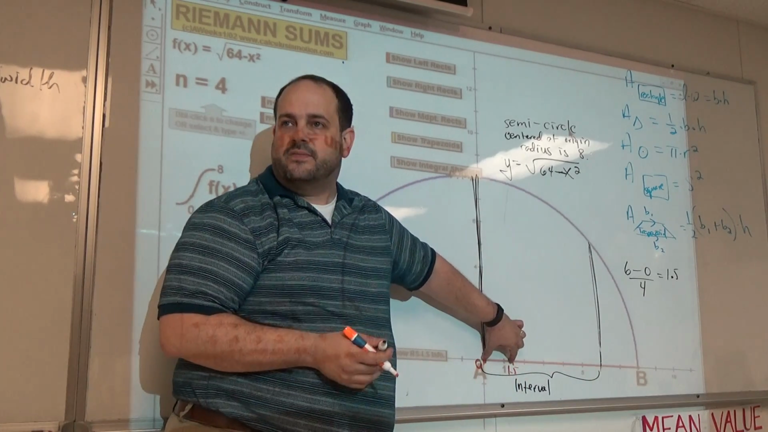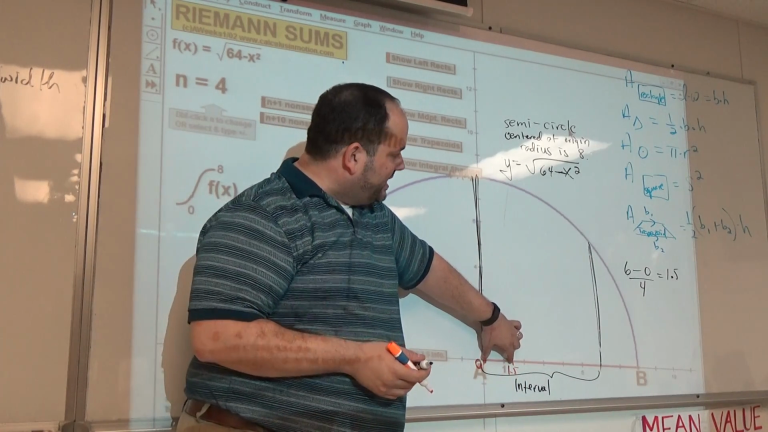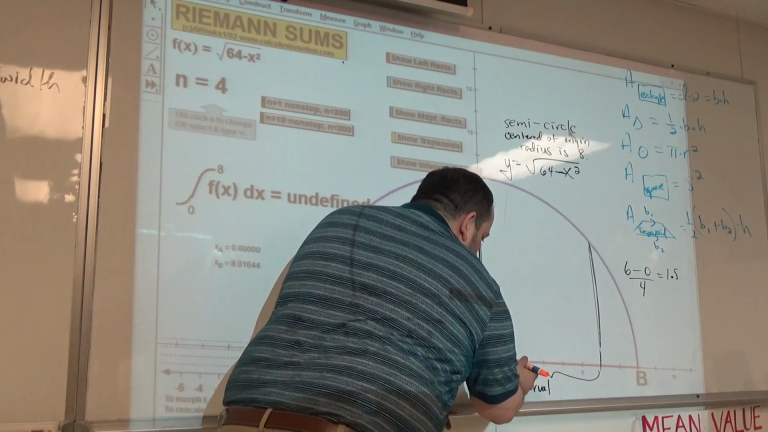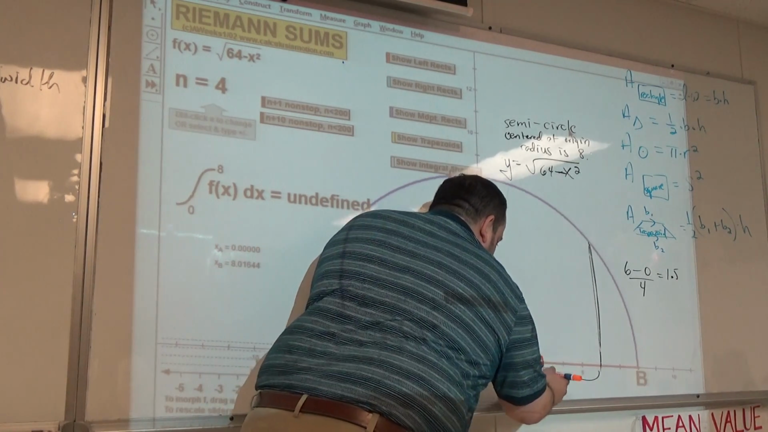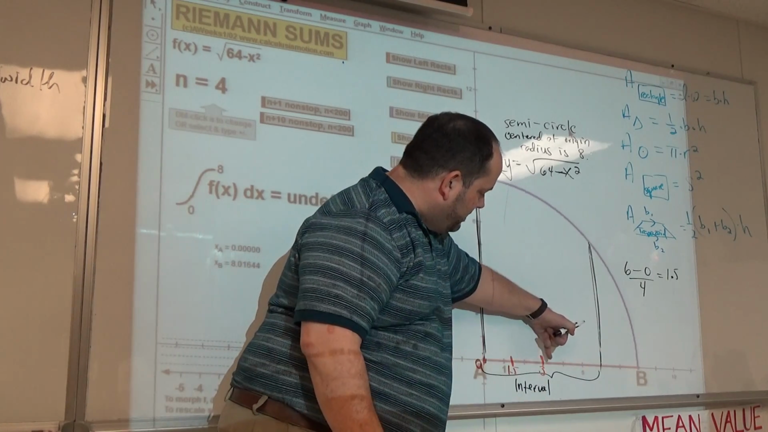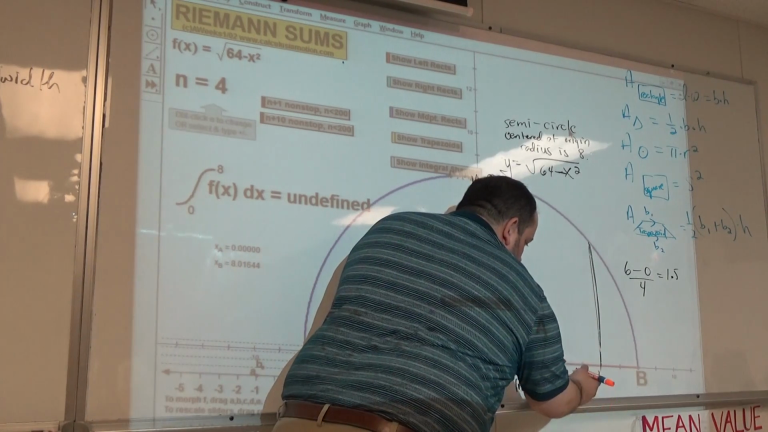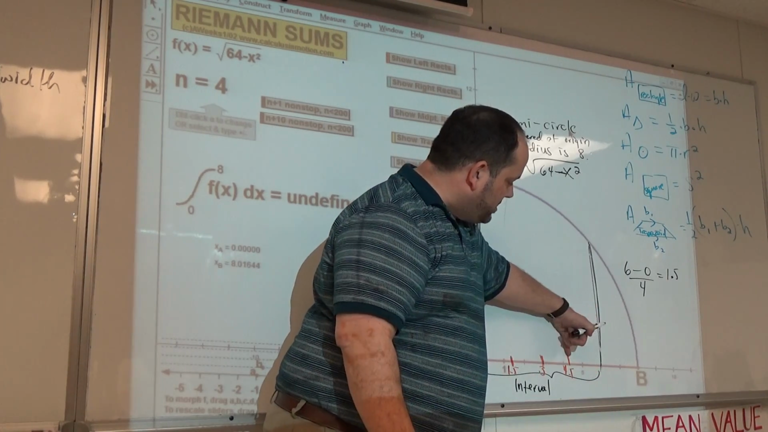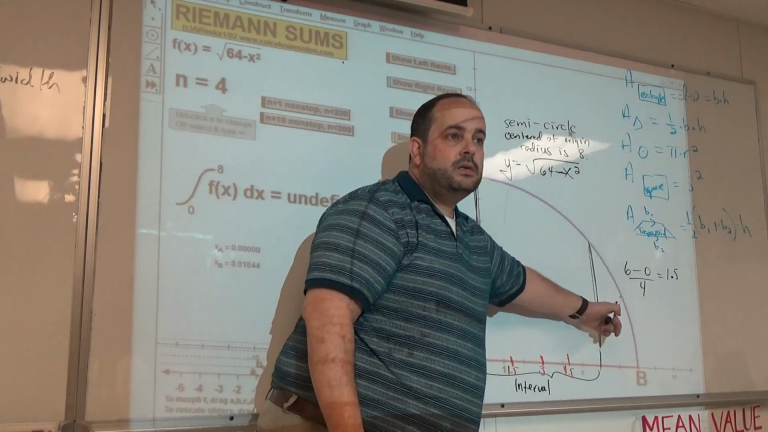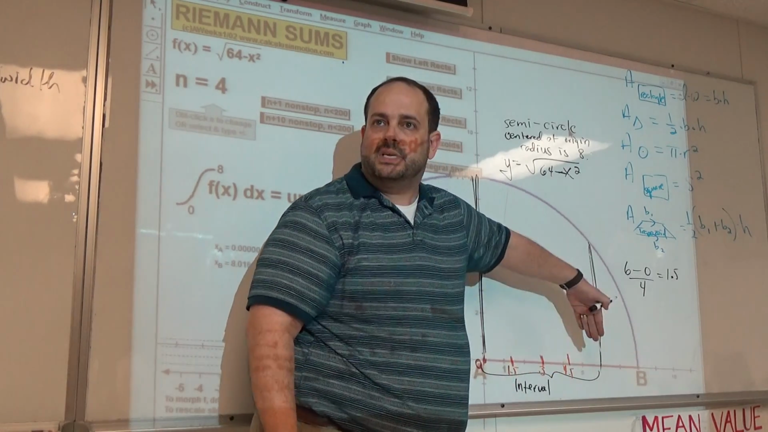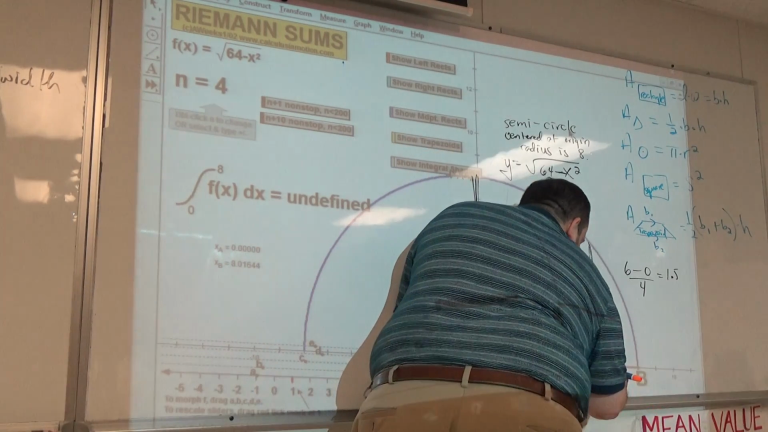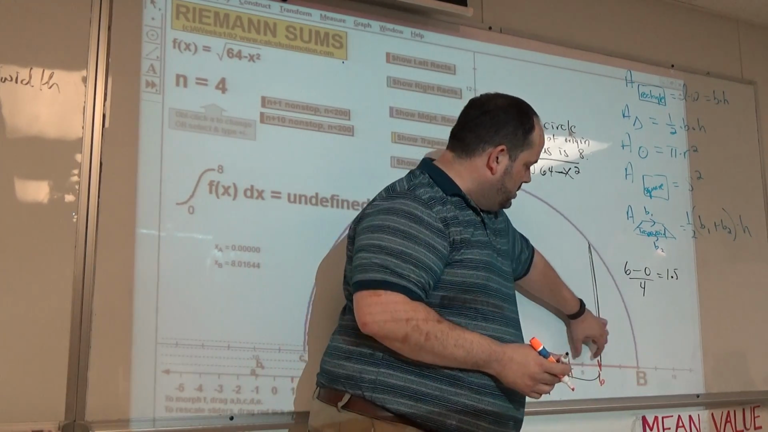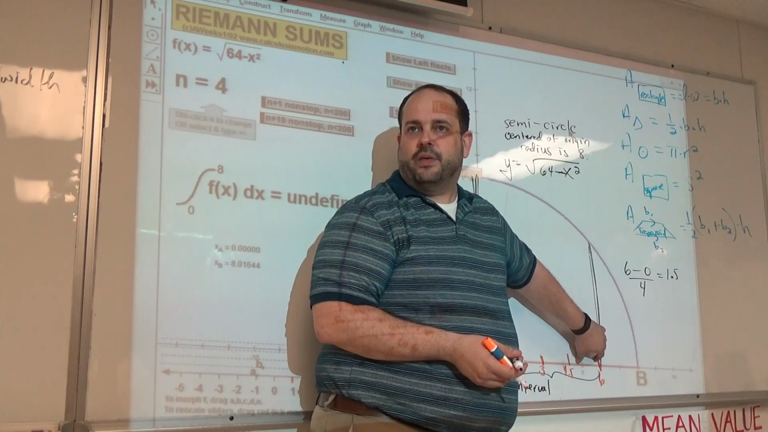That's going to be the base of the first rectangle. The next rectangle that has a width of 1.5 starts at 1.5. Where does it end? 3. The next rectangle starts at 3 and ends at 4.5. The last rectangle starts at 4.5 and ends at 6. Did I make it all the way from 0 to 6? Then I've successfully partitioned my interval into 4 pieces that each have the same width.